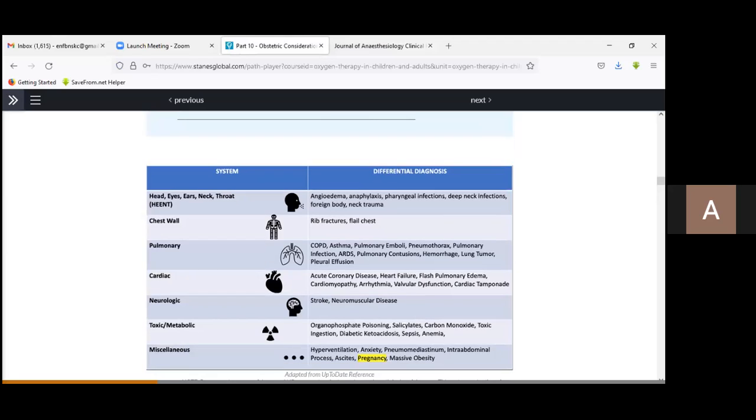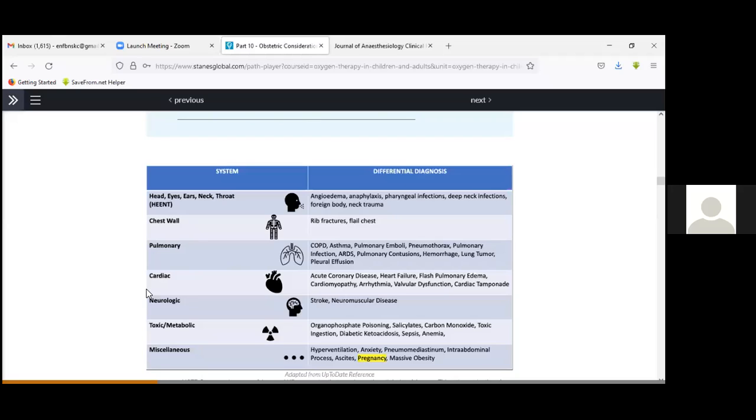Yes. So we can see by various systems, the causes of dyspnea in obstetric patients have been listed. From the head, eyes, ears, neck, and throat, we have angioedema, anaphylaxis, pharyngeal infections, deep neck infections, foreign body. So we have causes from the chest wall, rib fractures, pleural disease. Pulmonary, you have things like COPD, asthma, pleural effusion. Cardiac causes of dyspnea in obstetric patients: acute coronary disease, heart failure, cardiac tamponade.